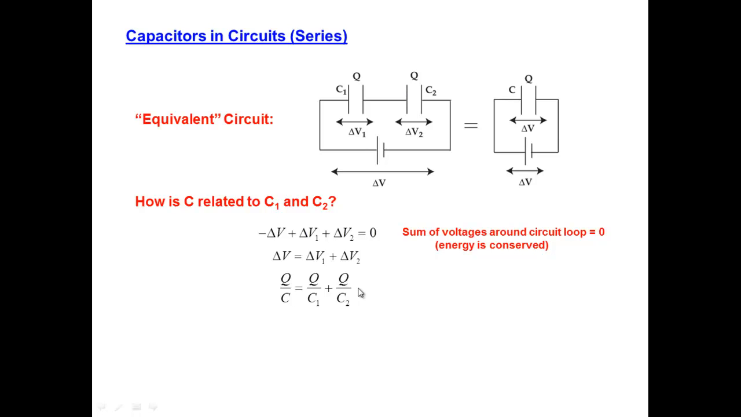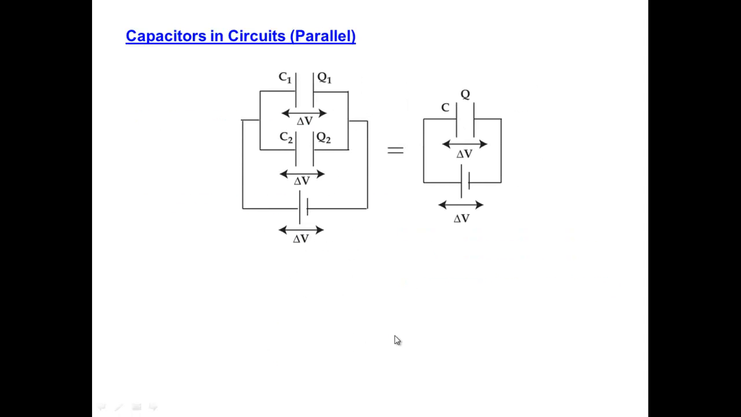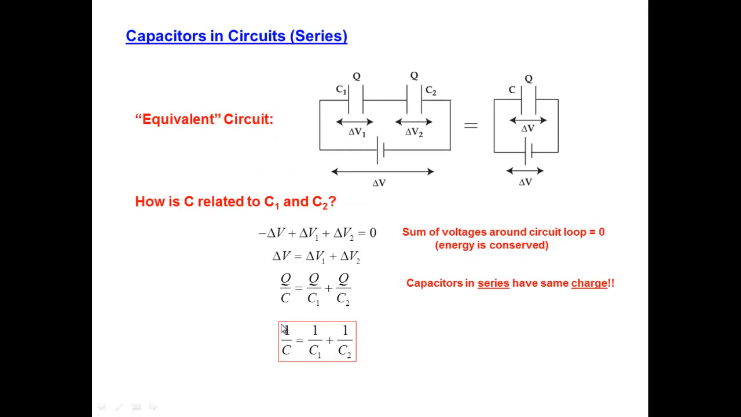So what does this mean here? If that Q is the same in all three of those terms, then we can cancel it out because those capacitors all have the same charge. So we end up with this curious reciprocal relationship that says we can calculate the equivalent capacitance by making 1 over C equal to 1 over C1 plus 1 over C2. All right, so that is the way that capacitances combine in a series circuit.